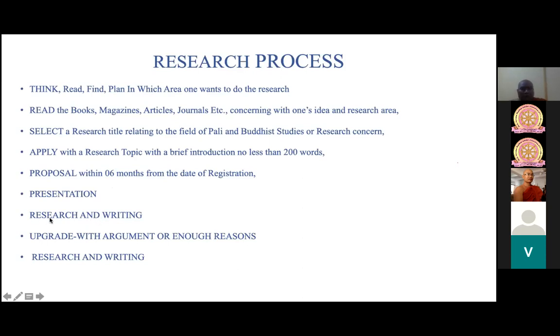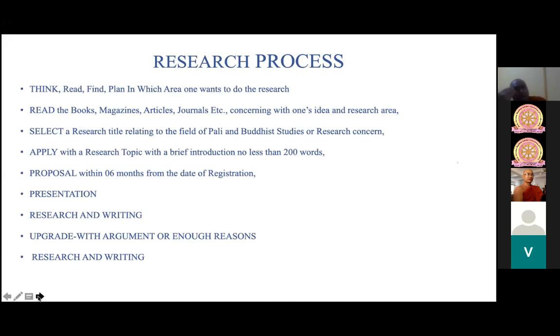After this, for an MPhil student, within 18 months, within 1.5 years, you can upgrade it. You need an argument or enough reasons. For example, only one reason will be enough, but sometimes they will ask for 2-3 reasons. Even if you have only one reason, if it is solid and strong, they will accept it. But there are other requirements. About this, I will discuss later.